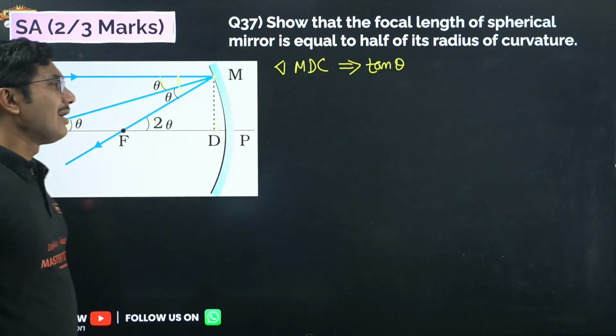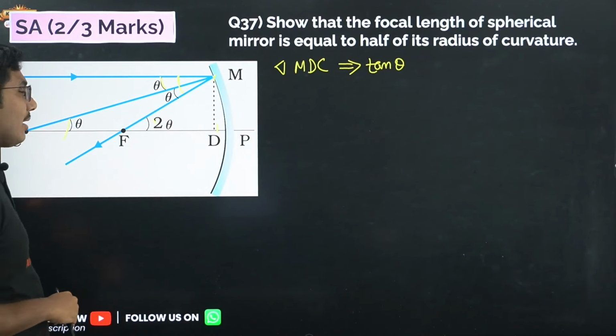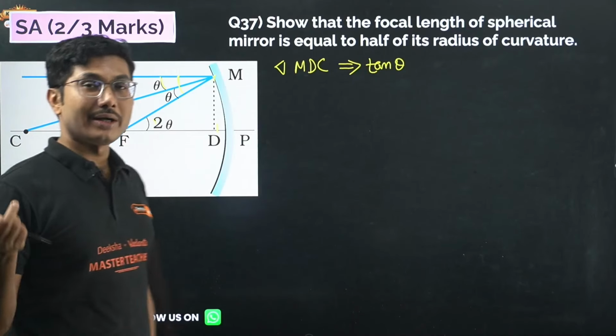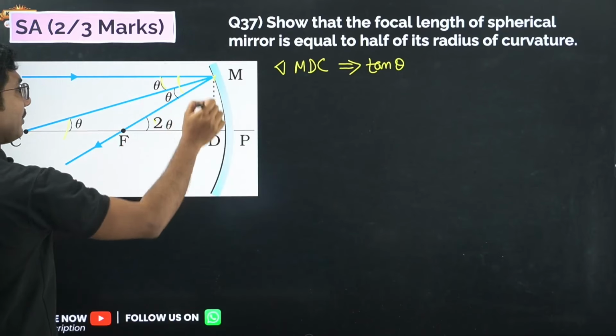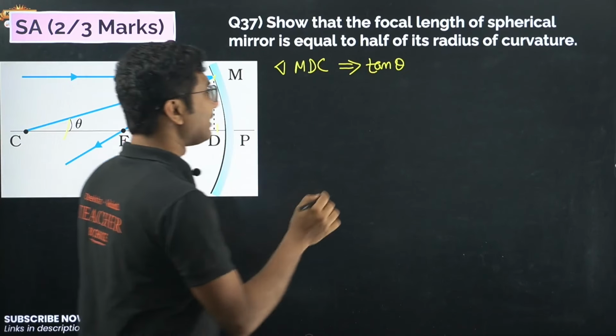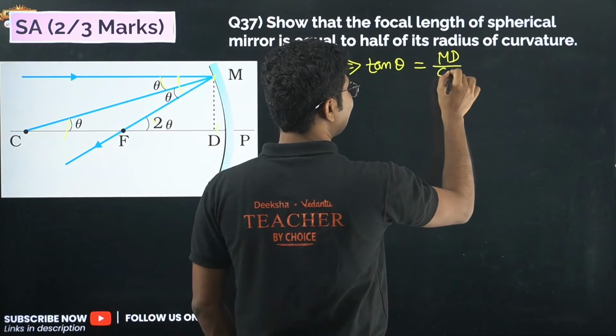What is tan theta? Tan theta is perpendicular by base, so MD by CD. Okay, tan theta is MD by CD.